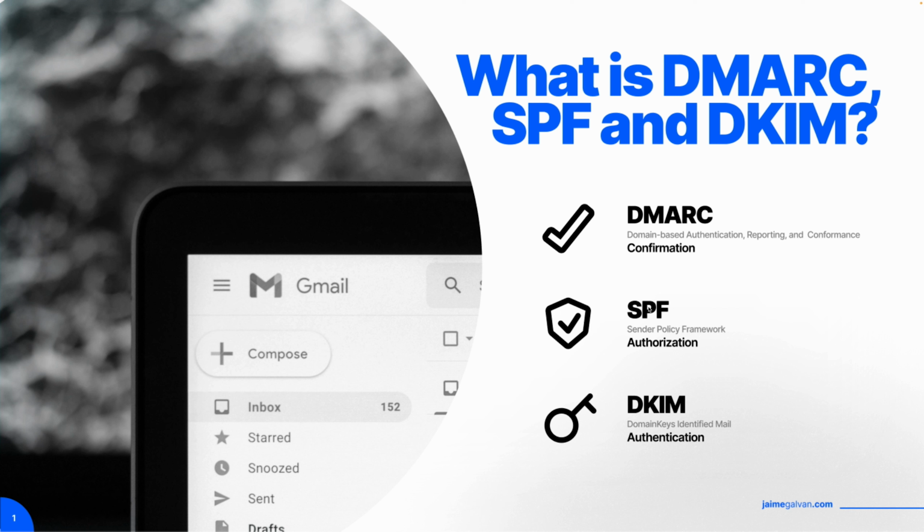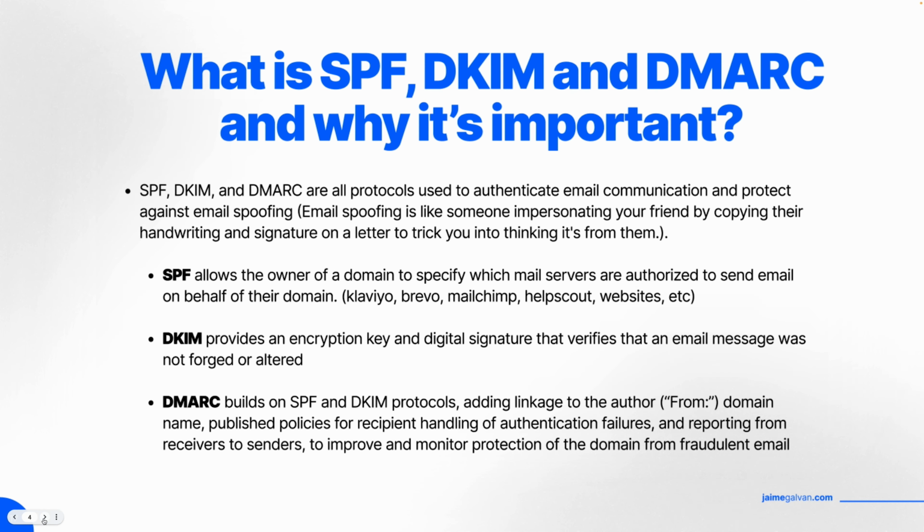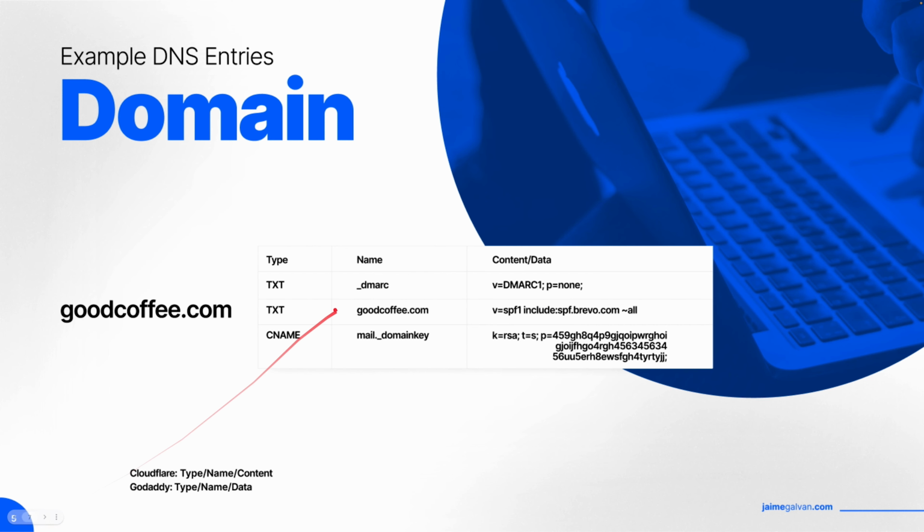So as we all know, Google and Yahoo have sender requirements, and that's making sure you have the minimum DMARC policy of p=none. And I have the article here in the description for you. I'll also have here, see if I can get to it, basically what needs to be in your DNS. This is an example domain, goodcoffee.com, and then you have your records.